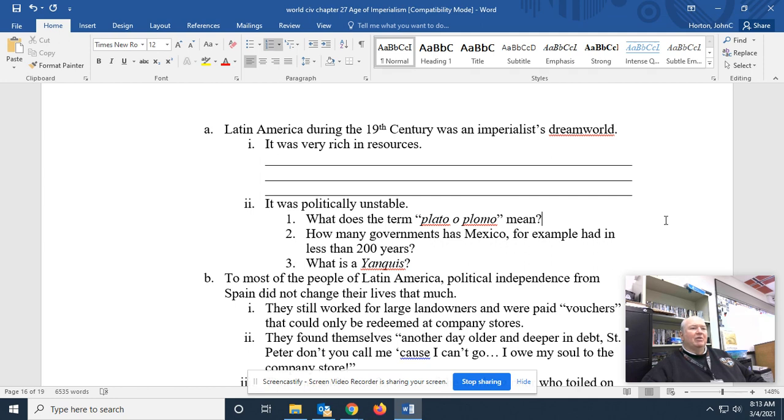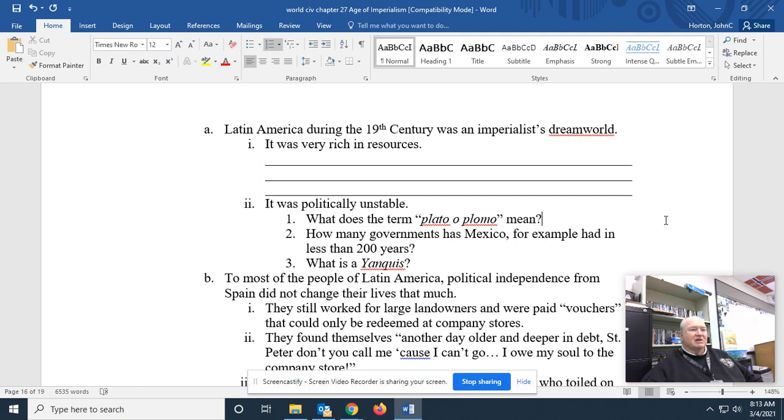Plata o plomo? Now, I don't know how many of you guys take Spanish. I'm actually taking it. I'm teaching myself Spanish through Duolingo. My wife is Colombian, and I intend to visit South America before too much longer, and I want to be able to understand what people say.